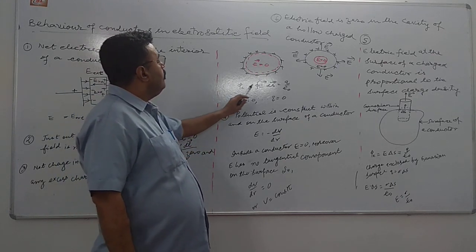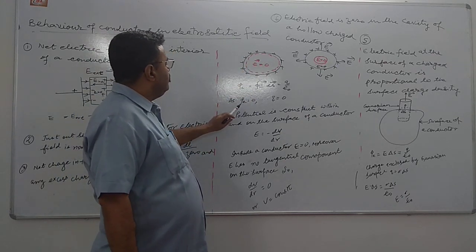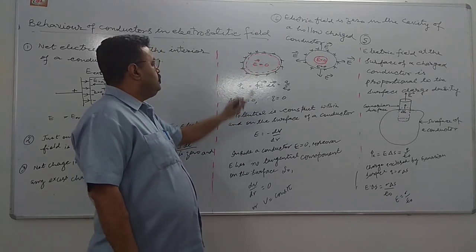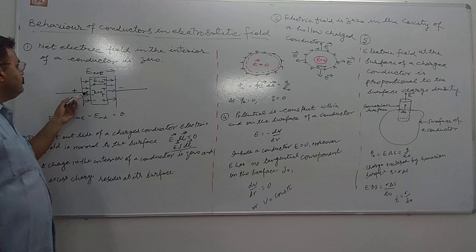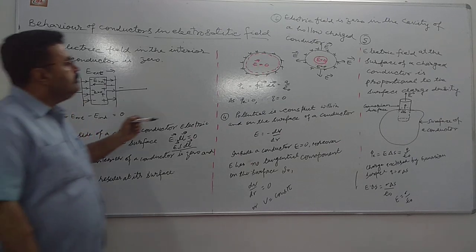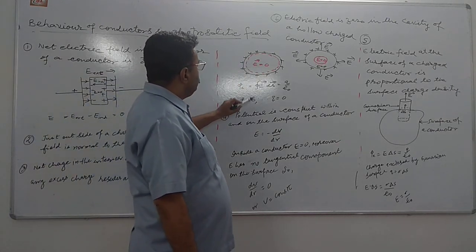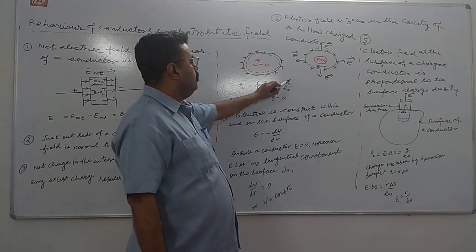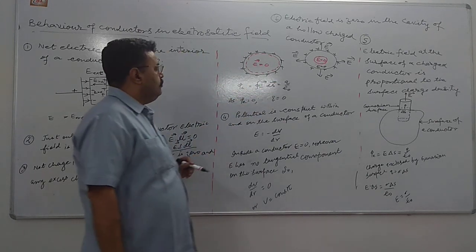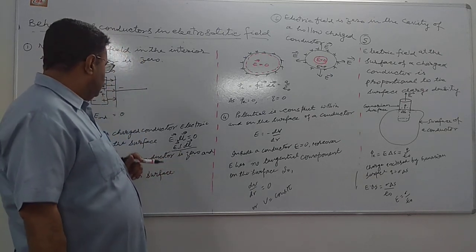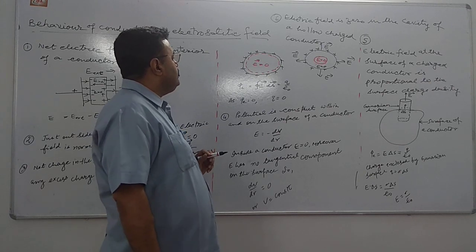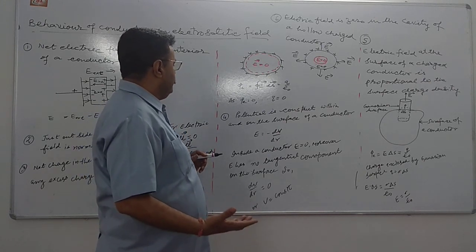This we have discussed earlier. Inside the conductor, you know E equals 0, the electric field is always 0 inside a conductor, as we discussed in the first point. So E equals 0 means flux equals 0, and if flux is 0, then from Gauss theorem the net charge is 0. So in the interior of a conductor, the net charge is always 0 as the electric field is 0.